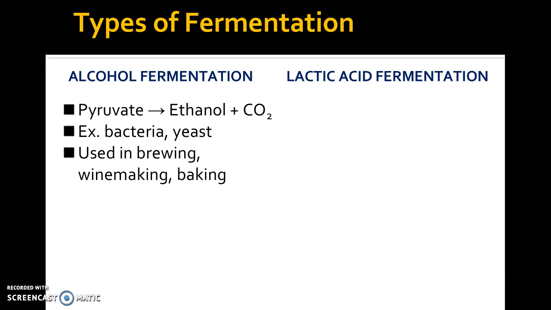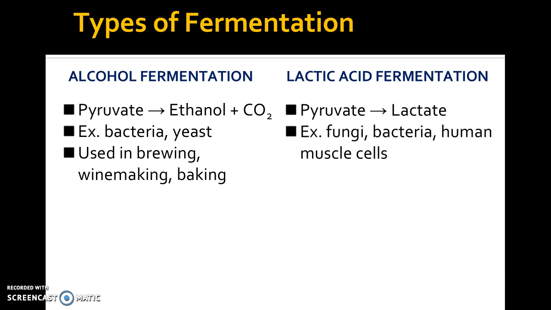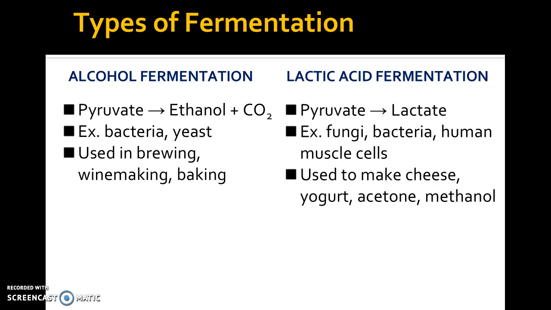The other type of fermentation is called lactic acid fermentation. Both of these start with pyruvate, the 3-carbon molecule from glucose being broken down. But now, instead of turning into an alcohol and carbon dioxide, no carbon dioxide will be released, but lactate will be made. Examples of organisms or cells that undergo this type: certain types of fungus, other types of bacteria, and human muscle cells. Where do we see lactic acid made by this fermentation? With no oxygen present, in making cheese, yogurt, acetone, and methanol, which actually is a type of alcohol as well.